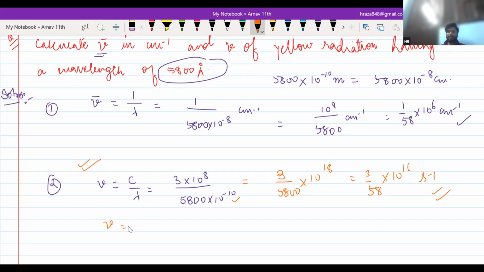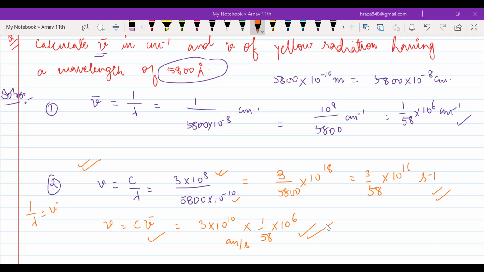You see, lambda nu can be equal to, as we know that 1 by lambda is equal to nu bar. So can I write c into nu bar? And what is the value of this? This is in meter per second. So in centimeter per second, its value will be 3 into 10 raised to the power 10 centimeter per second, and into nu bar has a value that we got, 1 by 58 into 10 raised to the power 6. We can get the answer from here too. Are you getting my point? Yes, sir. Okay, please write it.